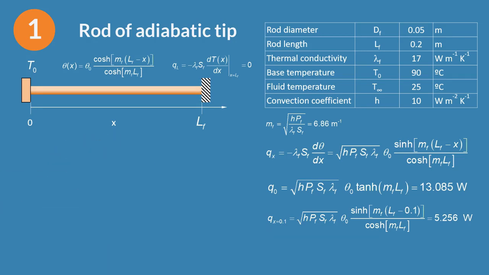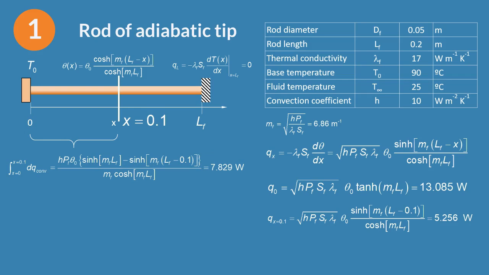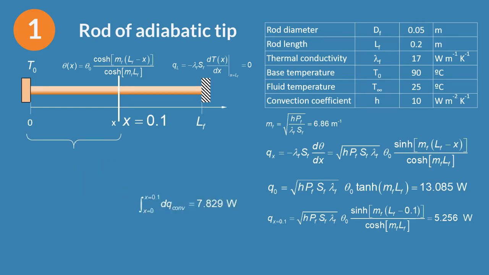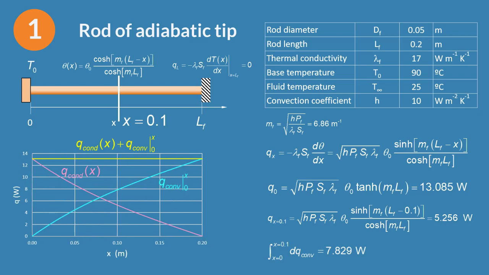The heat released to the fluid by the fin from the base to a given point can be calculated integrating Newton's law. As you can see in the graphic, for any value of x, the sum of the conduction through the fin cross-section plus the heat dissipated by convection from the base to this point is equal to the conduction heat transfer rate at the base. You can see that these curves are not linear, and the point where conduction equals convection is below half the fin length.